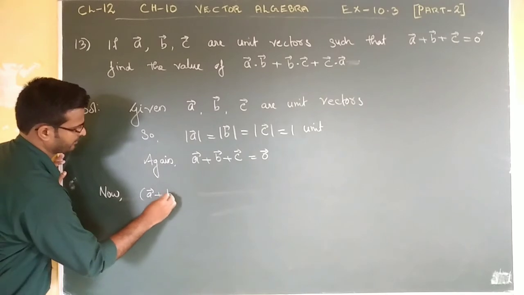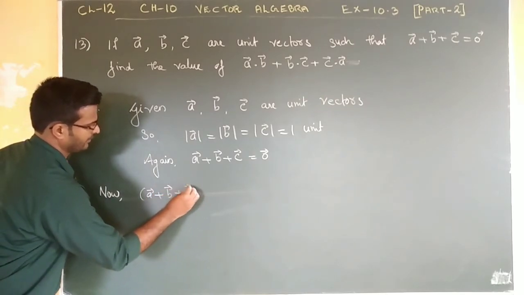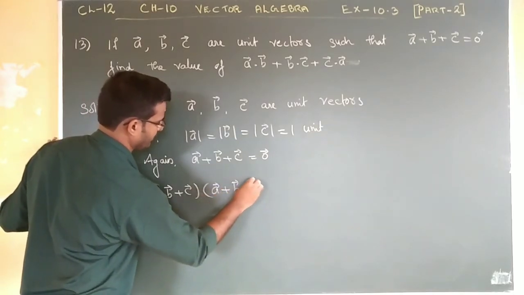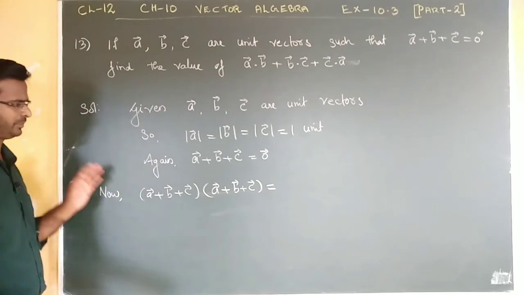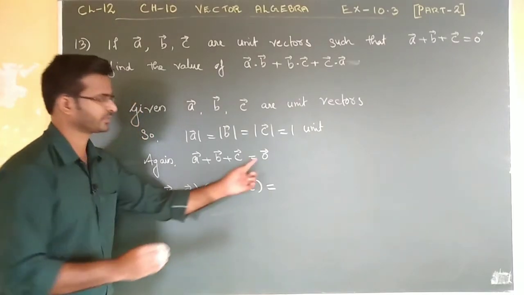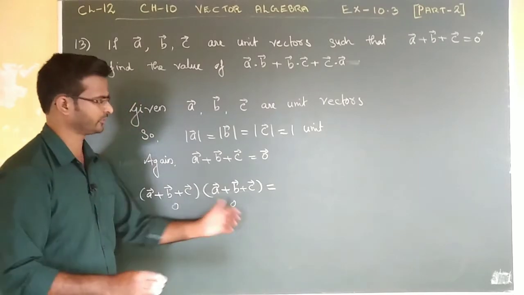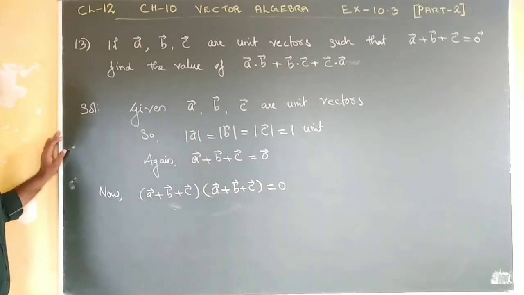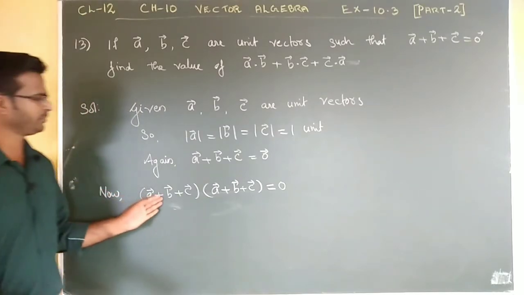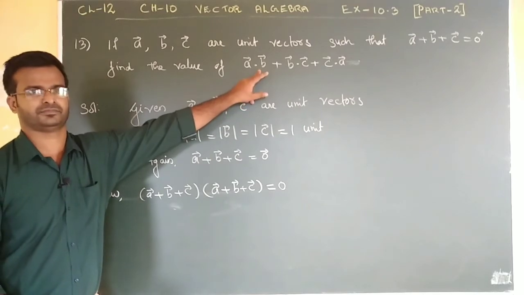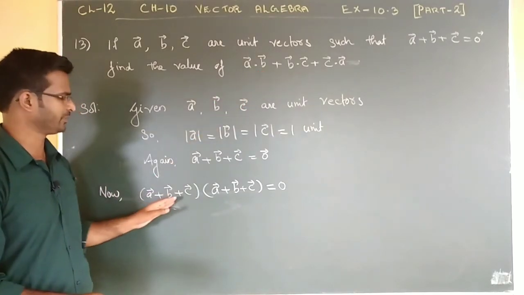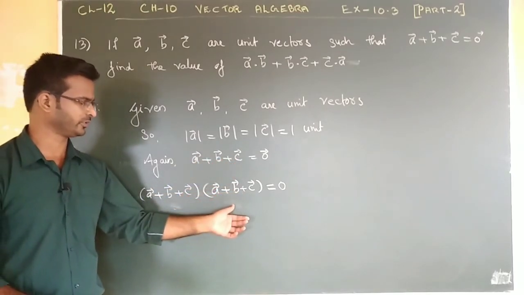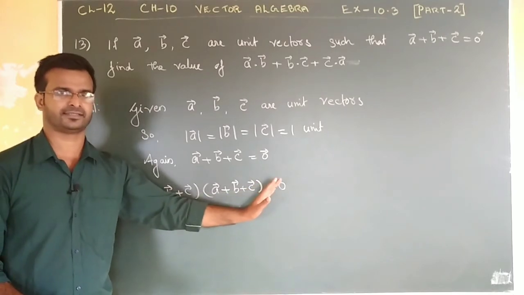A vector plus B vector plus C vector into A vector plus B vector plus C vector equal to, if you multiply, this part is 0, this also 0, 0 into 0, you will get 0 only, isn't it? Now we can remove bracket. Why are we multiplying 2 times? Because we need this term. Directly we will not get it, isn't it? So we will multiply this A plus B plus C 2 times. This answer is 0, this part also 0. 0 into 0 will get answer 0 on the right side, isn't it?